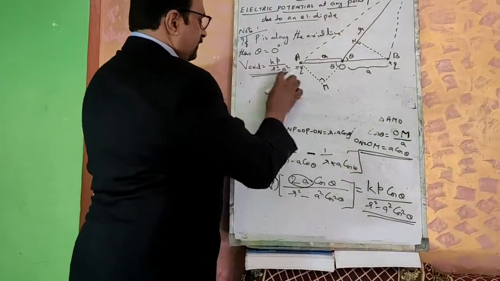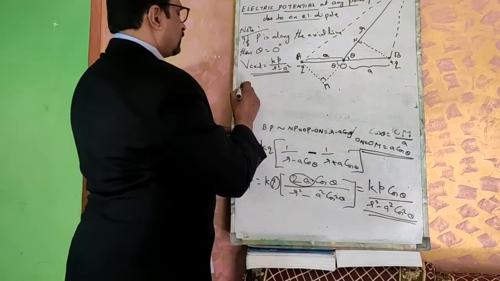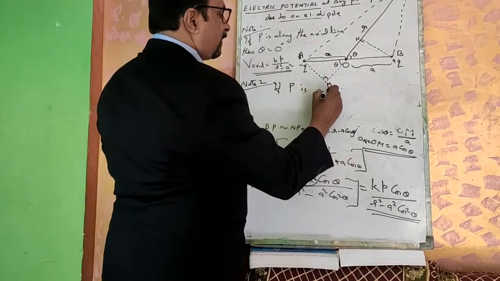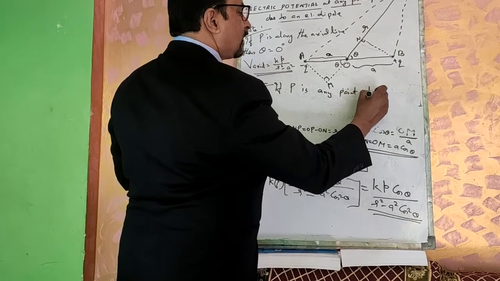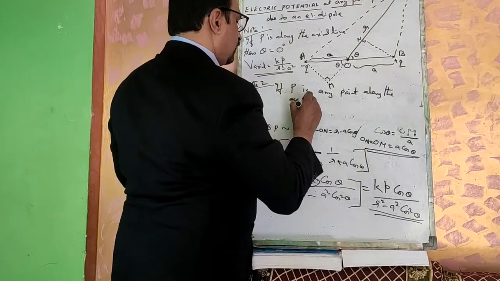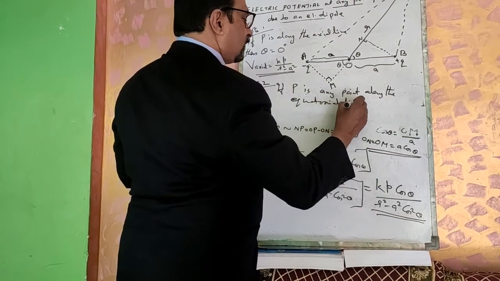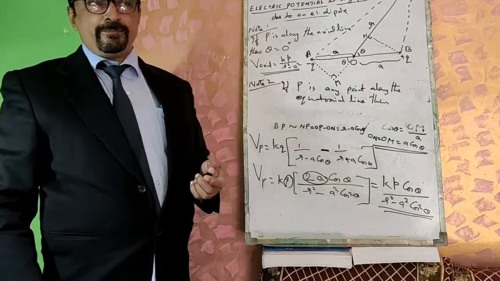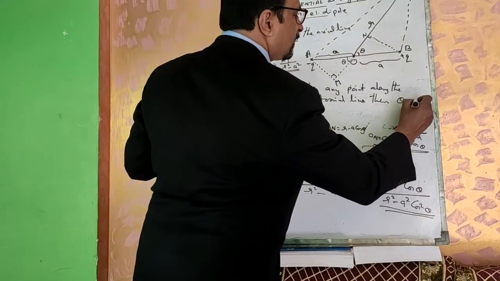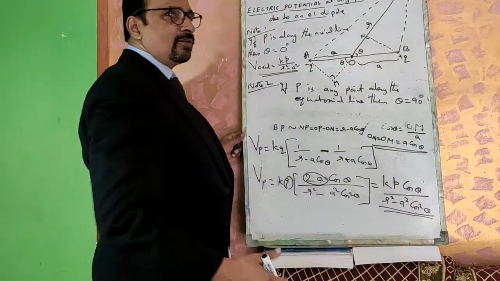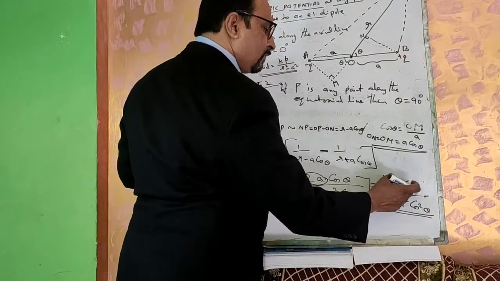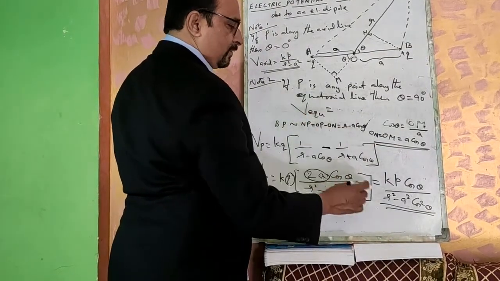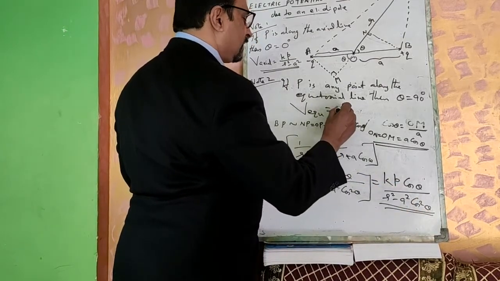If P is any point along the equatorial line, then you know equatorial line on the dipole means that is a perpendicular bisector. If P is along the perpendicular bisector, then your theta is 90 degree, and you know cos 90 is equal to 0. So if you substitute here Kp into cos 90, Kp into 0. So V equatorial is equal to, numerator is 0, 0 by something, that is 0.